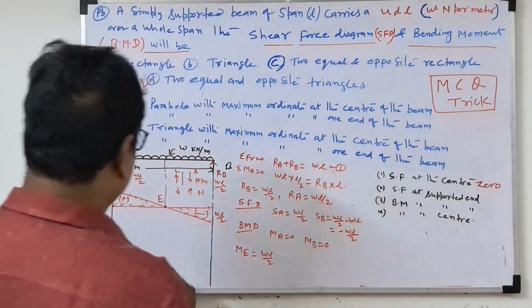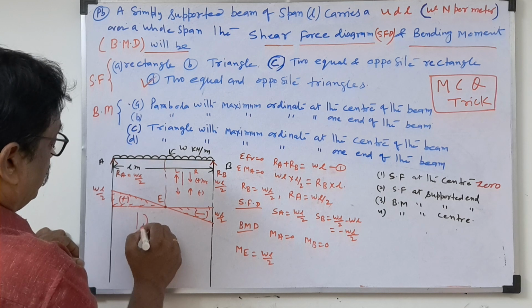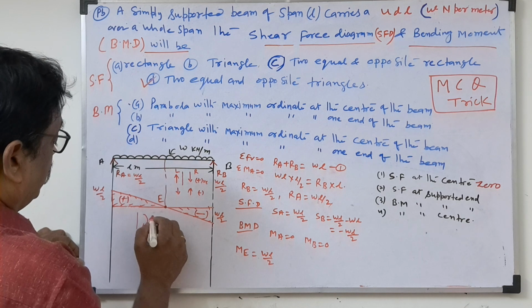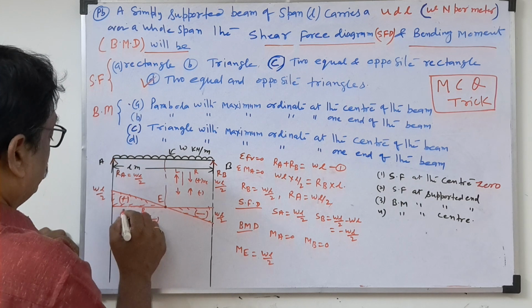WL by 2. Here, how will we take the sign conventions? See here, this is the section. If clockwise, it is negative; anti-clockwise, this is the right side, this is the left side.